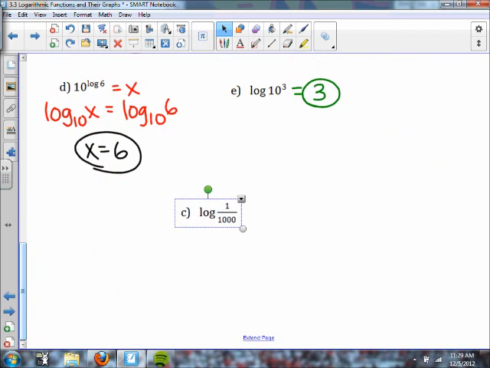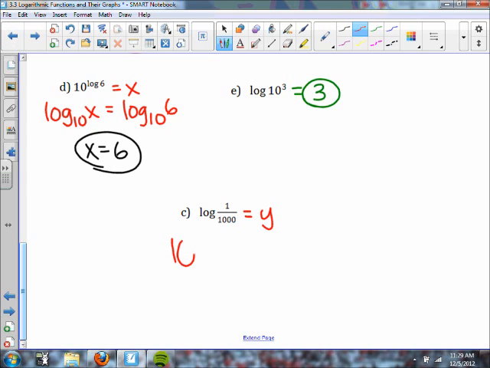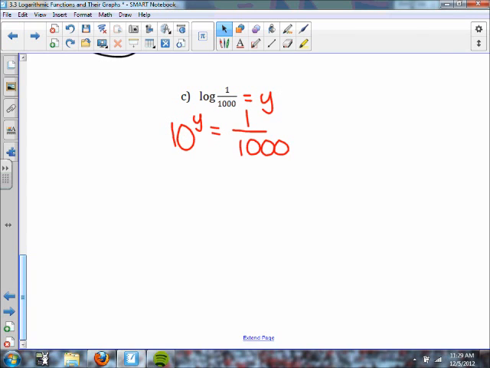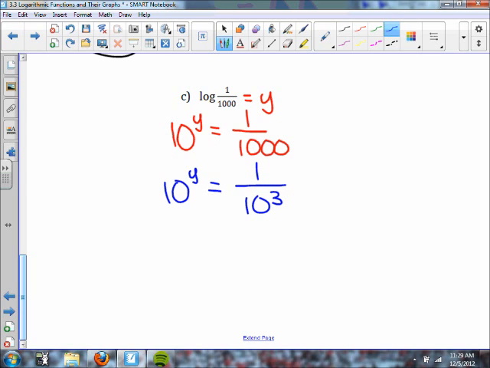So if we look at C, and we set it equal to y, right? That means 10 to the y power will equal 1 over 1,000. Well, if we remember, if we don't see the base, it equals 10, right? Now, we can really write 1,000 as 10 to the third power, right? Which means then, what's that? Yes, because it has 3 zeros.